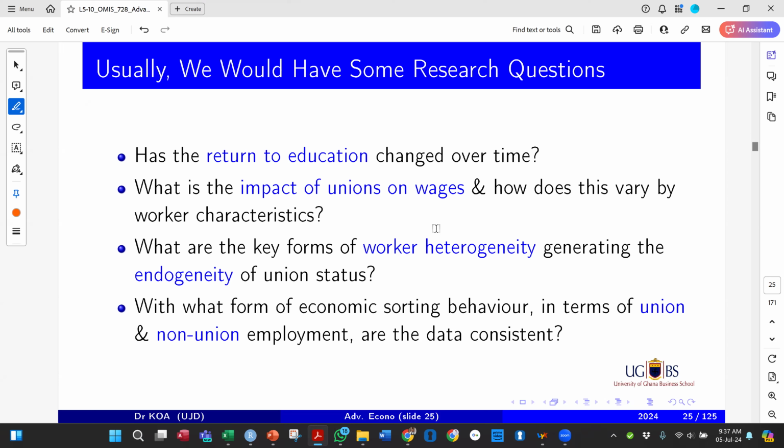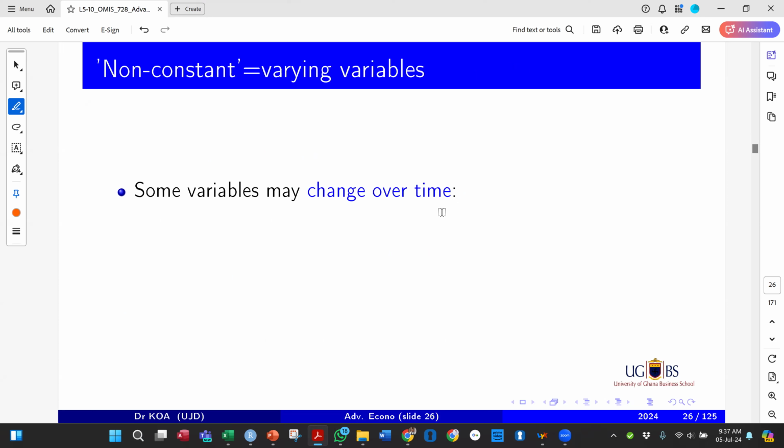With what form of economic sorting behavior in terms of union and non-union employment are the data consistent? We'll check that too. So these are some sort of questions that I want to look at.